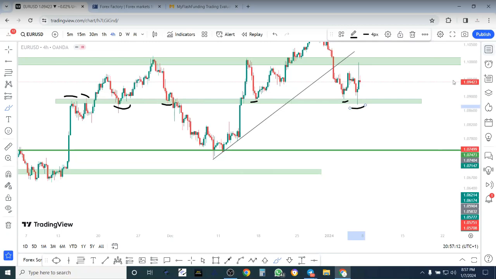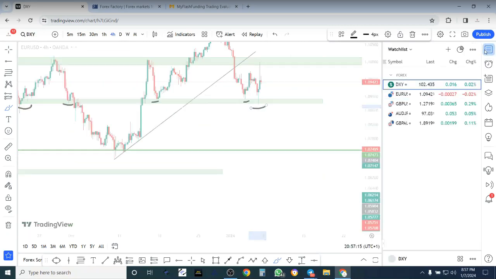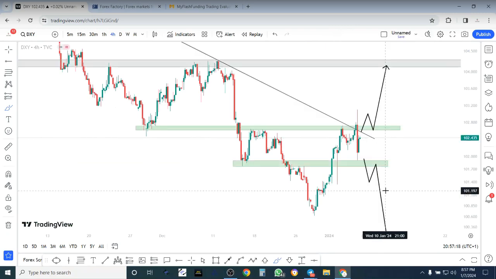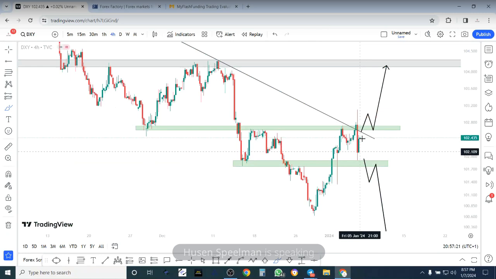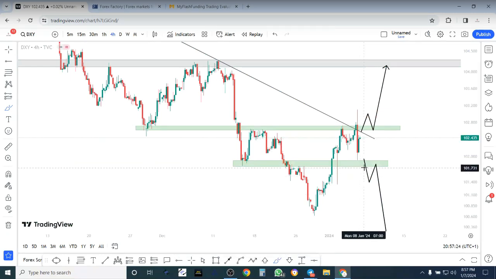Even if we go to DXY, that is why we are trapped in this range. The NFP pushed price lower. The other news pushed price higher. So now we are trapped in this range.